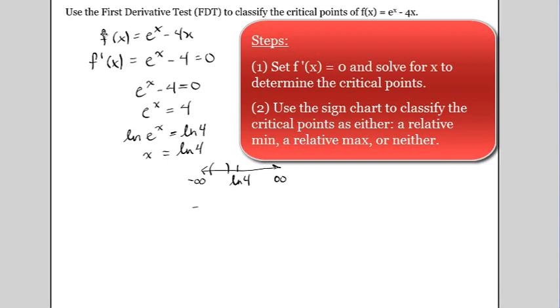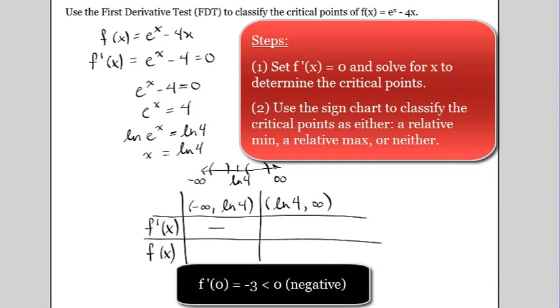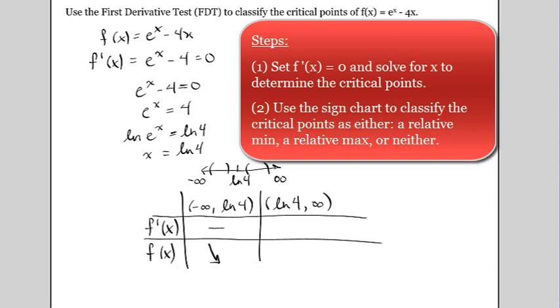Now our sign chart will have two intervals. The first interval will be from negative infinity to ln 4. The second interval will be from ln 4 to positive infinity. So we'll pick a number that lies between negative infinity and ln 4. For example, 0. If we plug that into the first derivative, the sign is negative. That means the graph of the function f of x is decreasing on that interval.